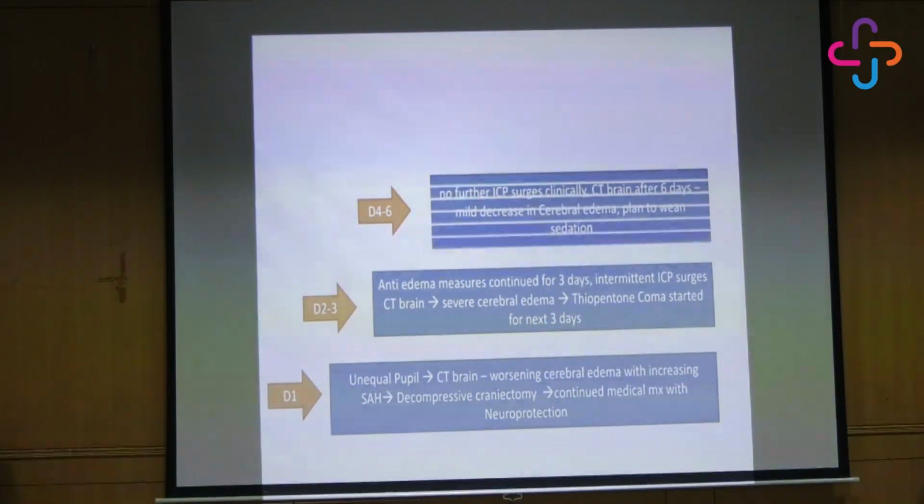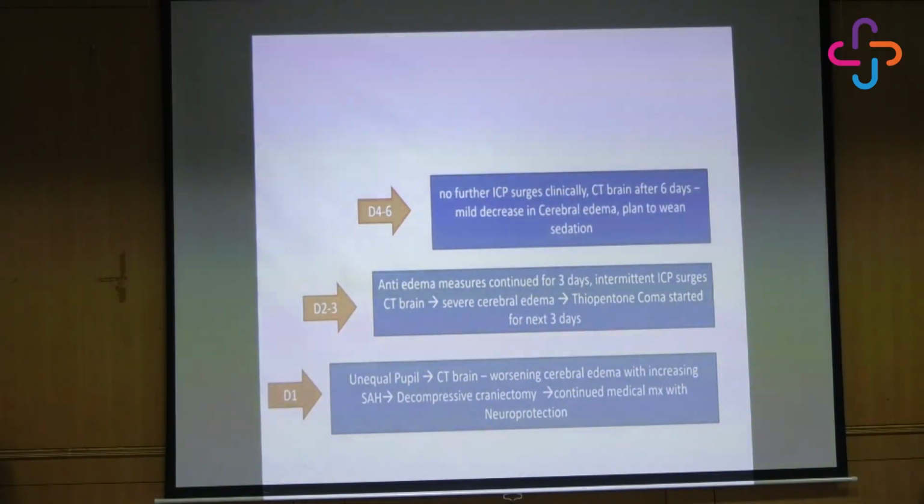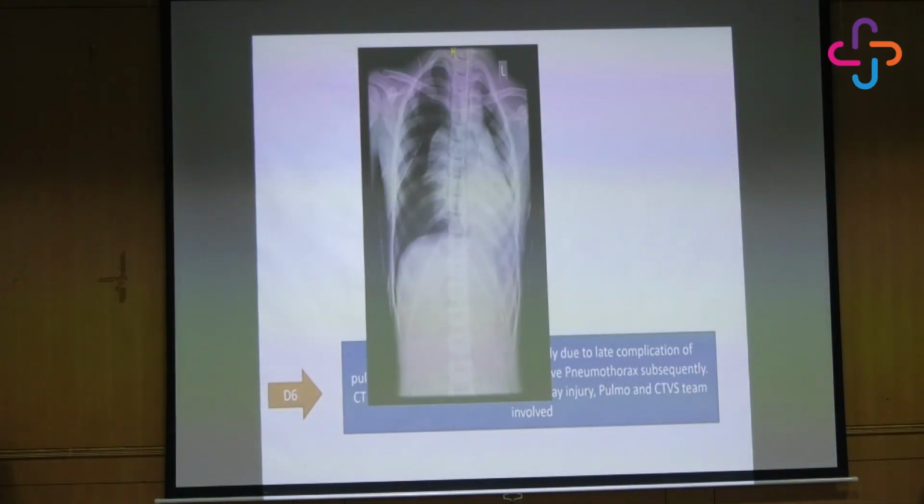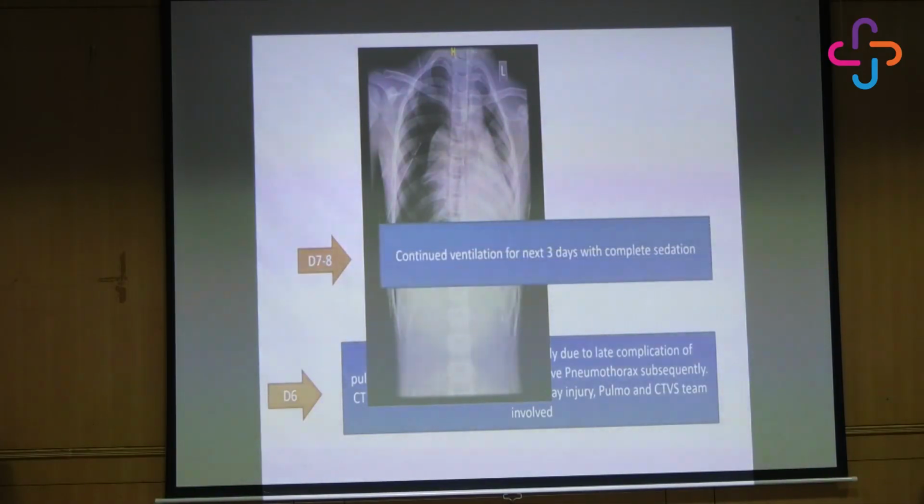After the 6th day, the child was clinically better, and a repeat CT showed mild decrease in cerebral edema, and the plan was to wean the sedation. But the child had another setback. There was an increase in lung pressures, probably due to the pulmonary contusion, and bilateral massive pneumothorax. The child even had tension pneumothorax, and CT neck and thorax ruled out larger airway injuries. Pulmonology and CTVS departments were consulted, and the child was continued on ventilation with complete sedation.